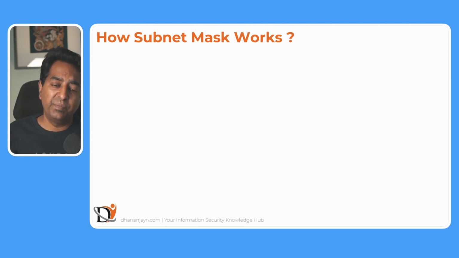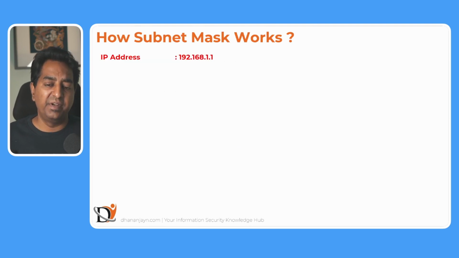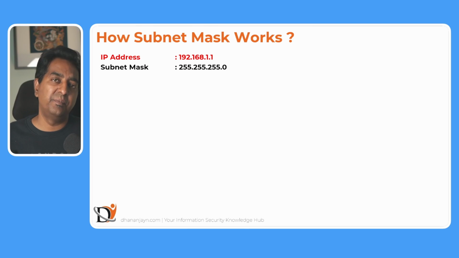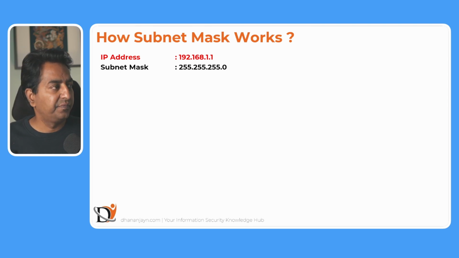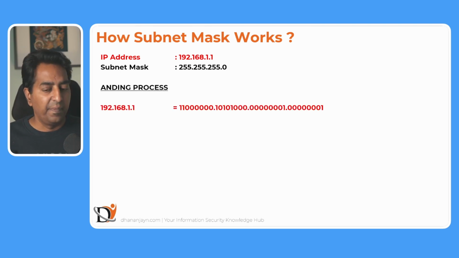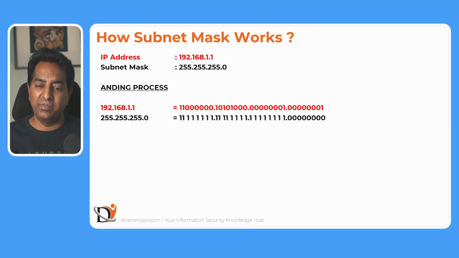So how does subnet mask work? Consider I have an IP address 192.168.1.1. The subnet mask is going to be 255.255.255.0. If you look at the first field, it is 192 and it falls in the range of class C. So this is a class C IP address, and that is the reason I'm getting a subnet mask of 255.255.255.0. So here what happens is I have converted the IP into bits. Subnet mask is again converted to bits.